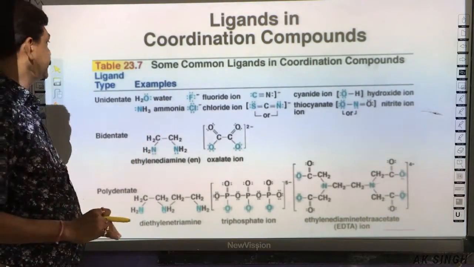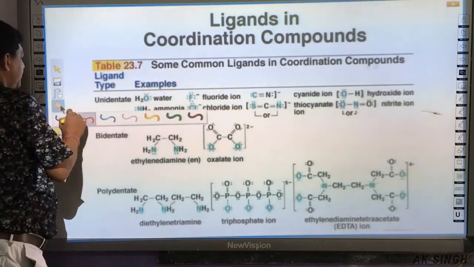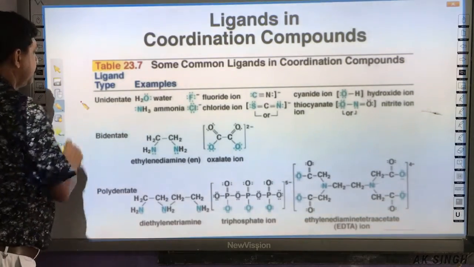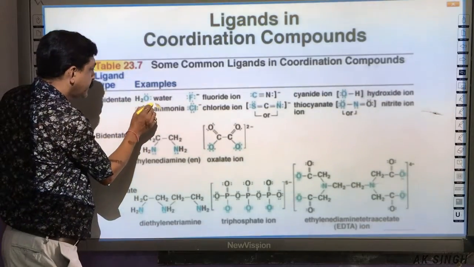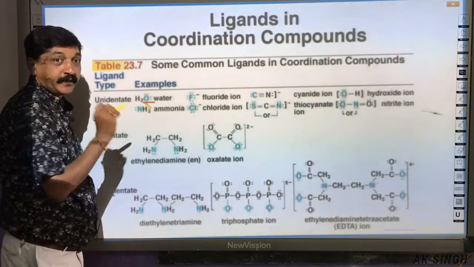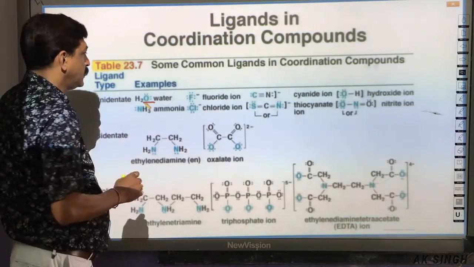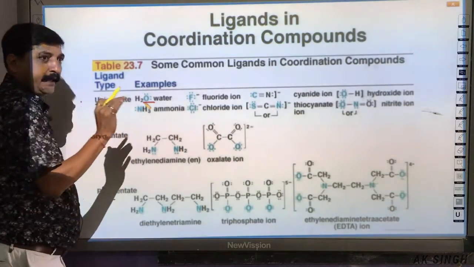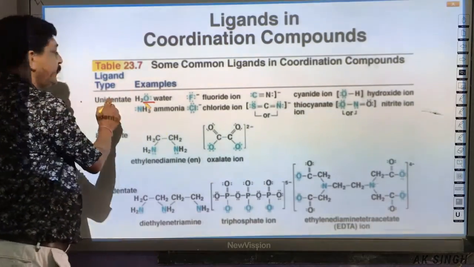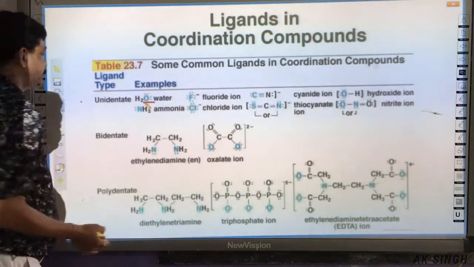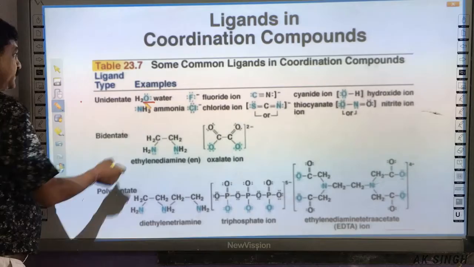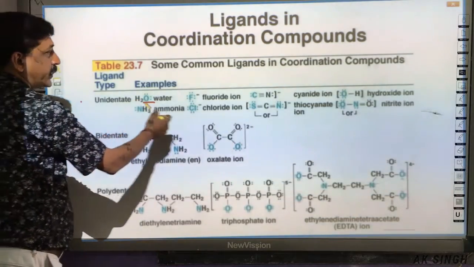Types of ligands. Unidentate. Now you can see this is the donor site, oxygen in this example, H2O. So when the ligand contains one donor site, that will be a unidentate or monodentate ligand. These are the examples. This is the neutral one, and this is a charged one.